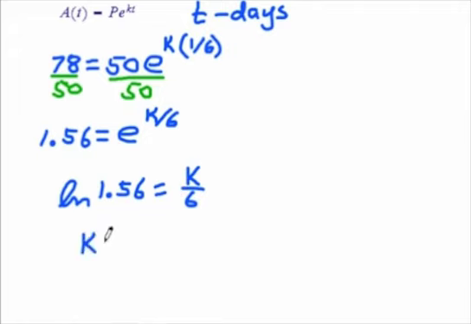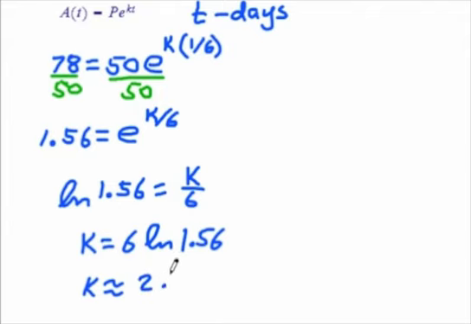So we're going to get k is equal to 6 times ln of 1.56, which is approximately 2.67.